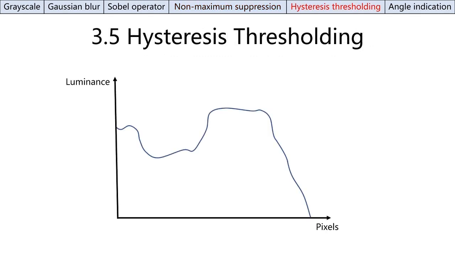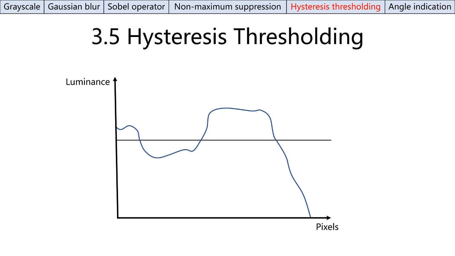After thinning the edges, we are going to decide which part of the edges should be preserved and which part should be discarded by thresholding. The method being used in the Canny edge detector is called hysteresis thresholding. Before explaining what it is, we should take a look at the disadvantages of one-way thresholding first. For simplicity, we use this coordinate system to show the relationship between the luminance of some pixels.